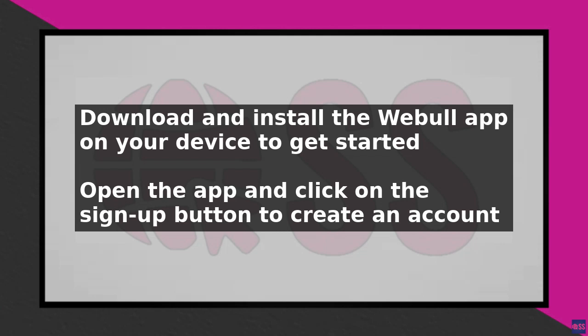To get started, you need to download and install the Webull app on your device. Once installed, open the app and click on the Sign Up button to create an account. You will need to provide some basic information such as your name, email address, and phone number.